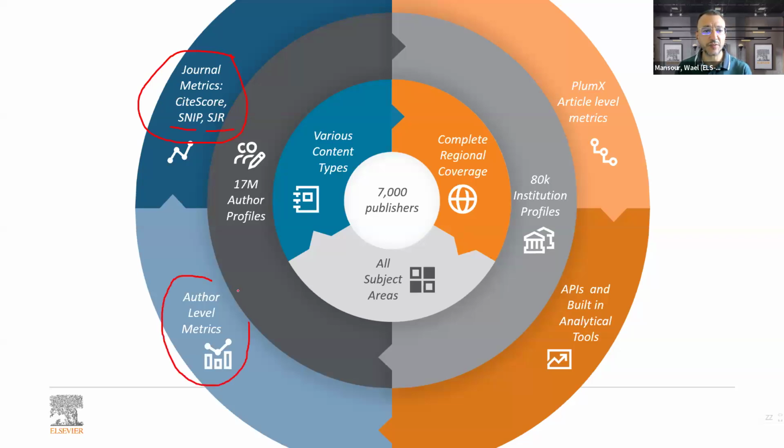And then we have the author level metrics, which can help the researcher to see the strengths and areas to improve for himself or herself, or even if you're looking for someone else to collaborate with.